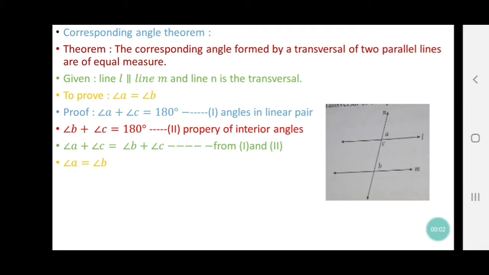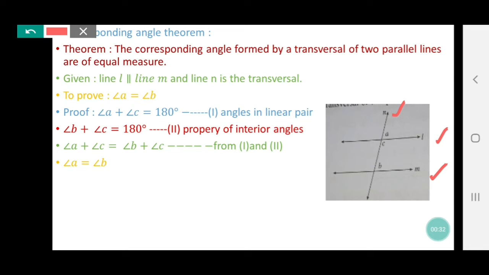So here we begin with the next part, that is the corresponding angle test. The statement of the theorem is: the corresponding angles formed by a transversal of two parallel lines are of equal measure. What is given to us? The given part is line L is parallel to line M, and N is the transversal. This is the transversal over here.